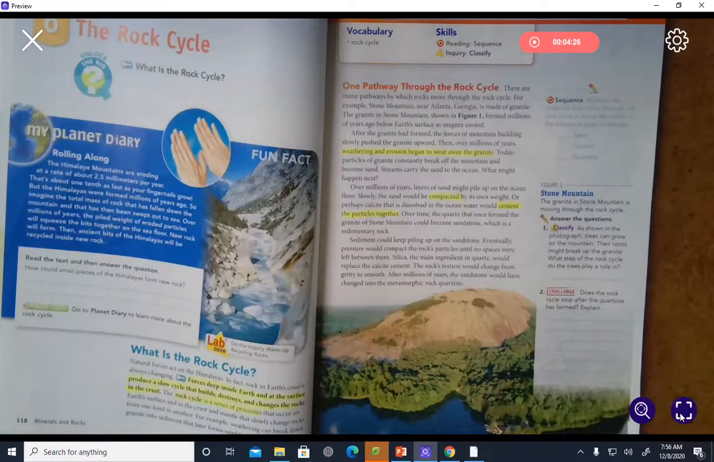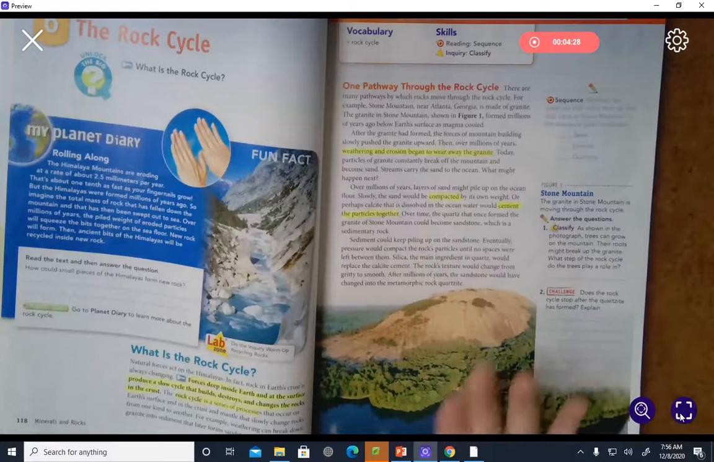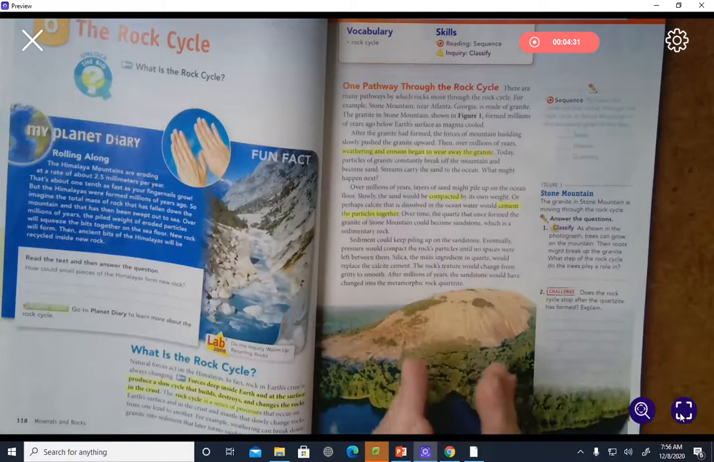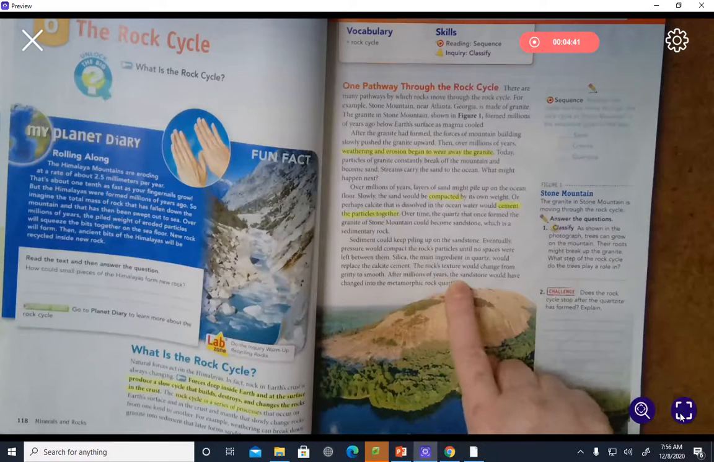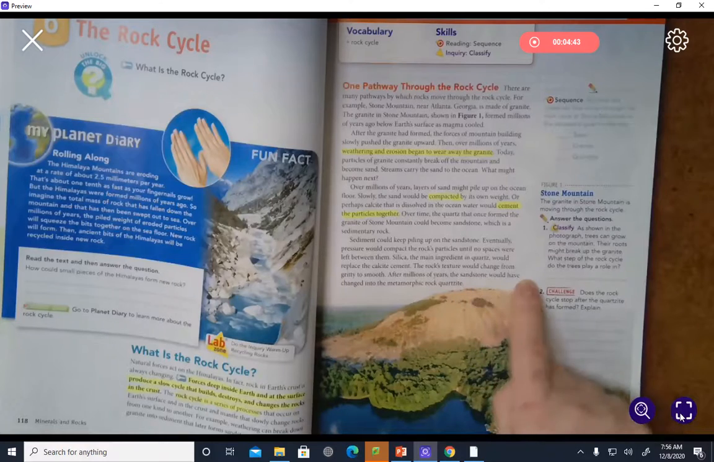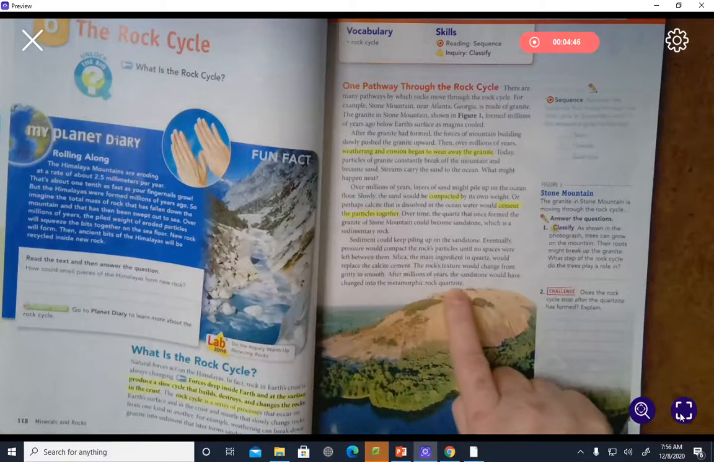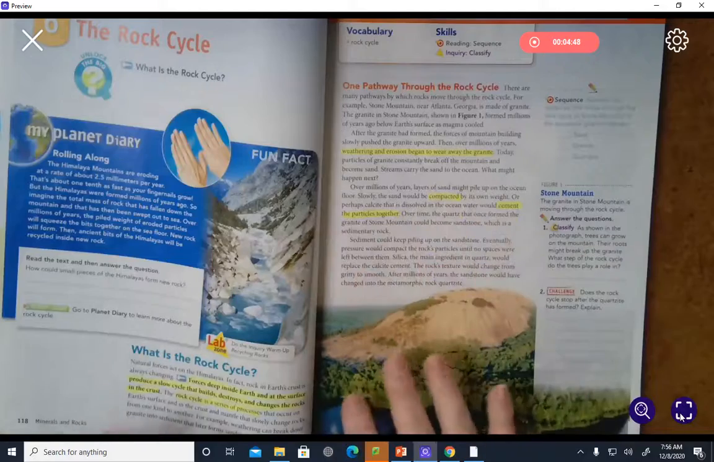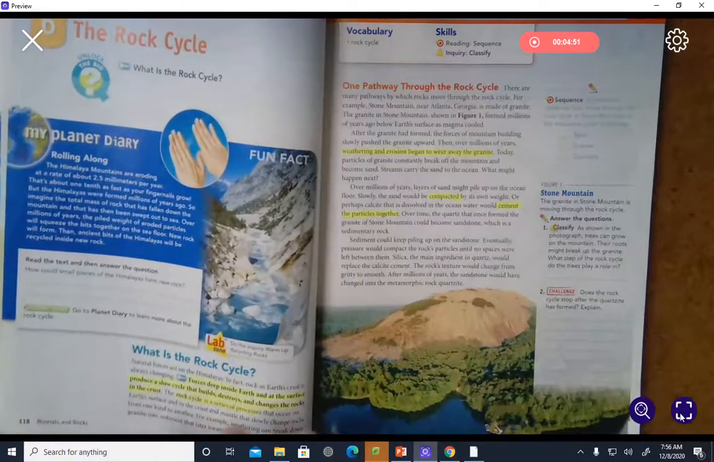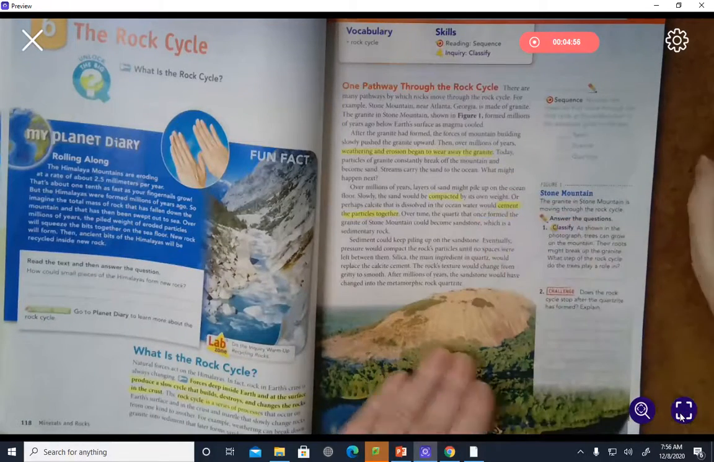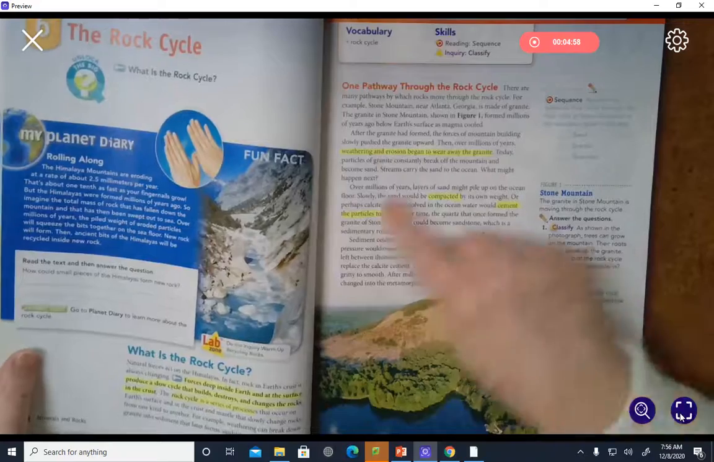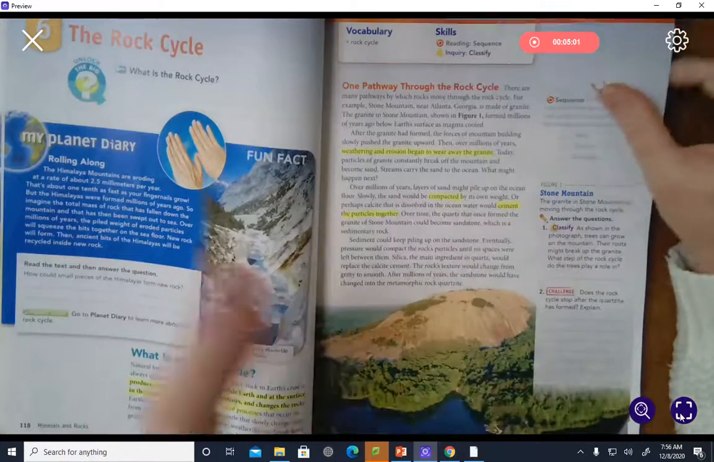Eventually, pressure would compact those particles until no spaces were left between them. The silica, which is the main ingredient in quartz, would then replace the calcite cement. The rock's texture would change from gritty to somewhat smooth, and after millions of years, the sandstone would have changed into the metamorphic rock quartzite. So if you think about it, we have granite becoming sandstone and then sandstone becoming quartzite. If you look at the section on the metamorphic rock that we covered, those rocks are mentioned in there as well.